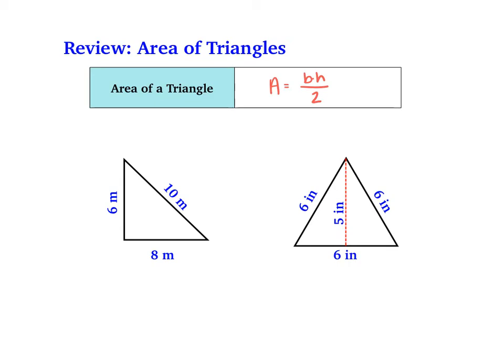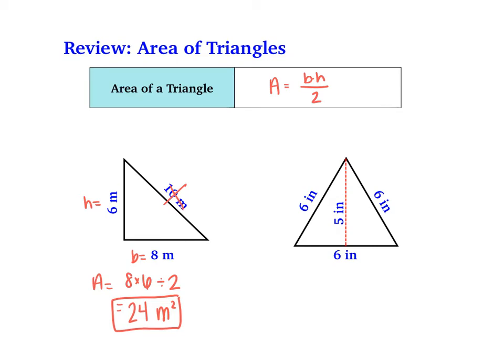So in our first triangle, my base would be 8 meters, and the height here would be 6 meters. So to find the area, I would be doing 8 times 6 and dividing that by 2. So 8 times 6 gives me 48, divided by 2 tells me that area would be 24 square meters. And I actually don't need the 10. Doesn't help me for area.